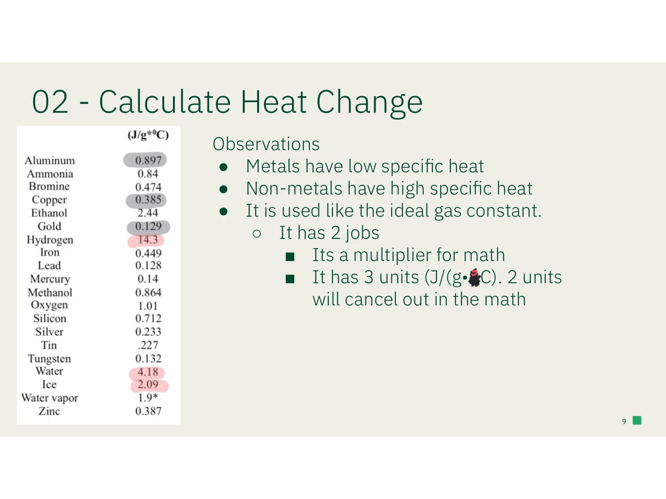Specific heat capacity is used like the ideal gas constant, and we're going to do some calculations with the specific heat in the next slide. Its 2 jobs are, 1, it's a multiplier for the math, but its second job is also to provide units that cancel out. Just like the ideal gas constant in the last unit, the ideal gas constant had 4 units, 3 of which canceled out. The specific heat capacity has 3 units, 2 of which will cancel out.